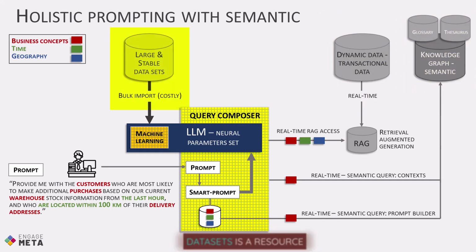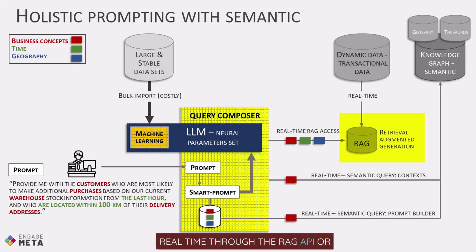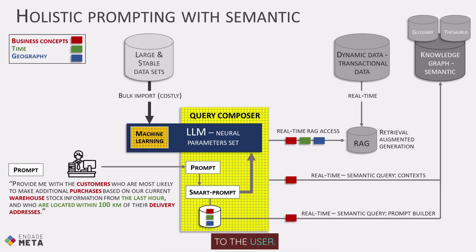Training LLMs with large datasets is a resource-intensive process, so it's essential to exclude transactional data from these datasets. Instead, this dynamic data is injected in real time through the RAG API or Retrieval Augmented Generation API. In summary, the query composer enriches the initial user prompt with information related to business concept, time, geography, and real-time data if necessary. This allows the LLM to work with more refined data, resulting in smarter and more comprehensive responses to the user.